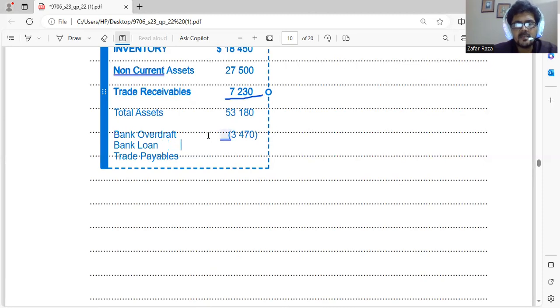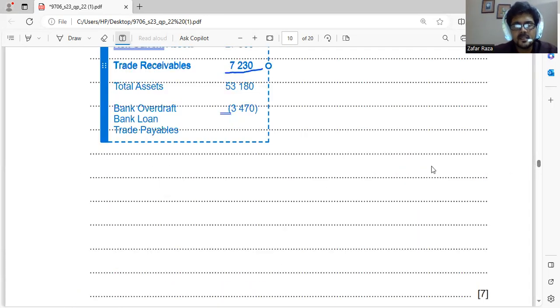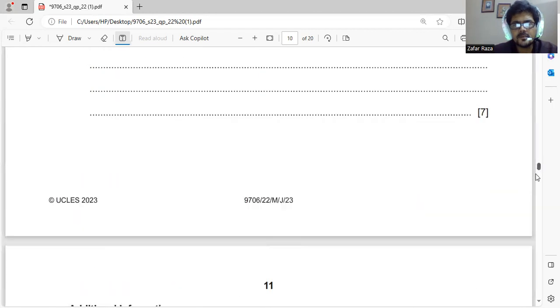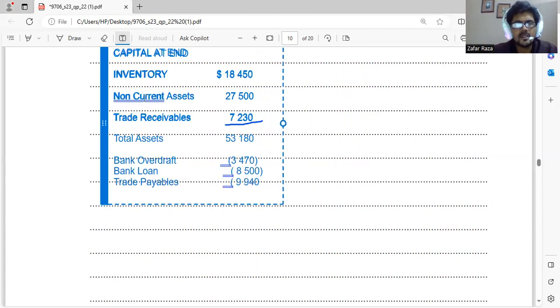Now, bank loan. How much is the amount of bank loan? 8,500, again in the bracket. Then next, trade payables. How much is the amount of trade payables? 9,940. Now total.